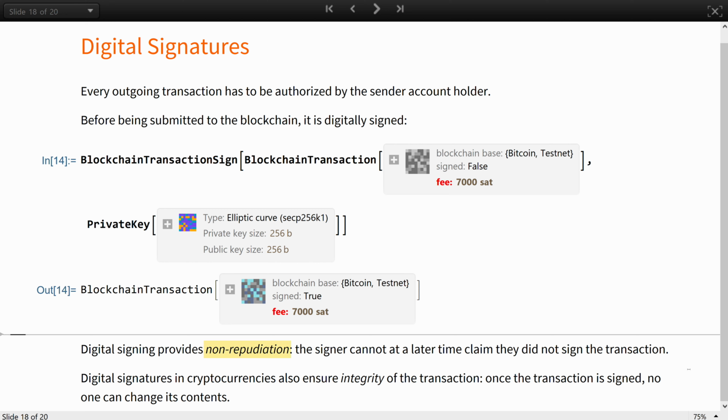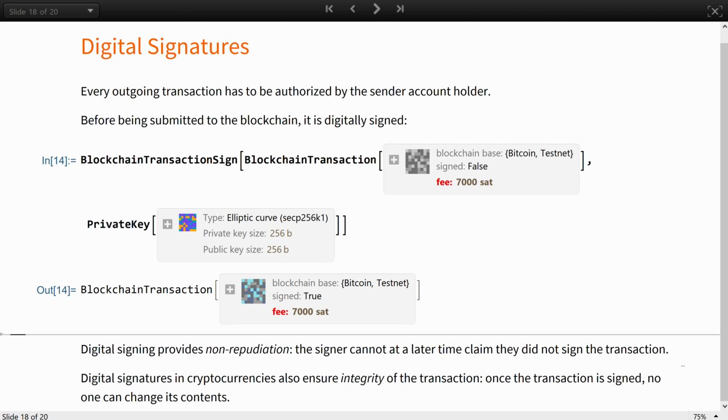Digital signing provides non-repudiation. The signer, as the only owner of the private key, cannot at a later time claim that they did not sign this transaction, because no one else could have signed it. Alice cannot send Bob bitcoins and then say she did not intend to and ask Bob to refund them. This is another reason why the private key associated with the cryptocurrency account has to be kept secret.